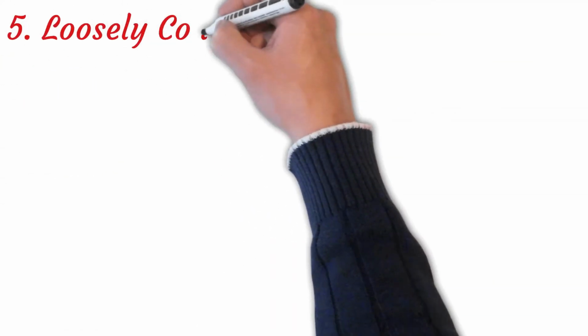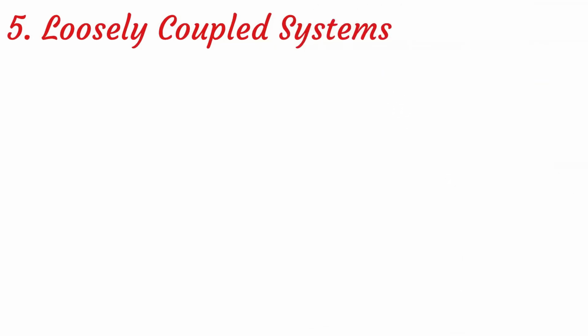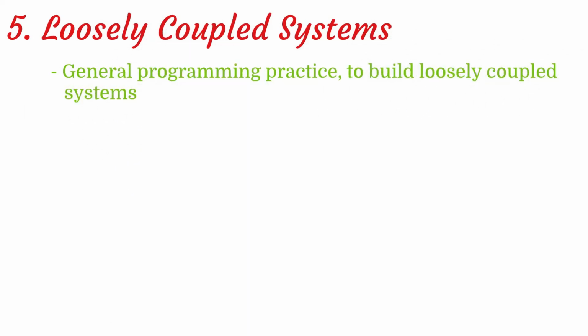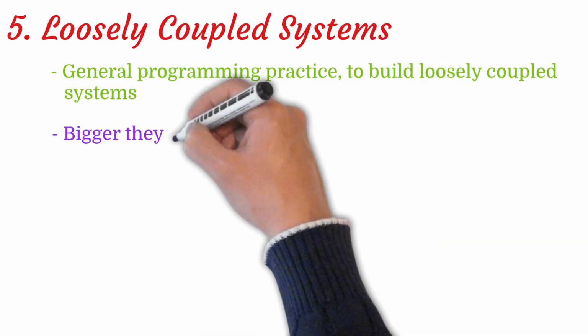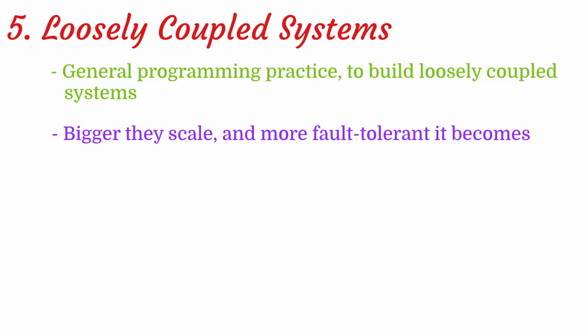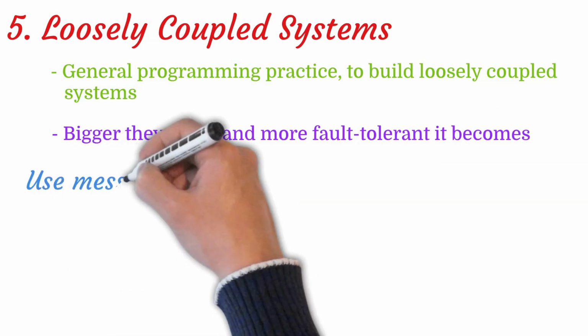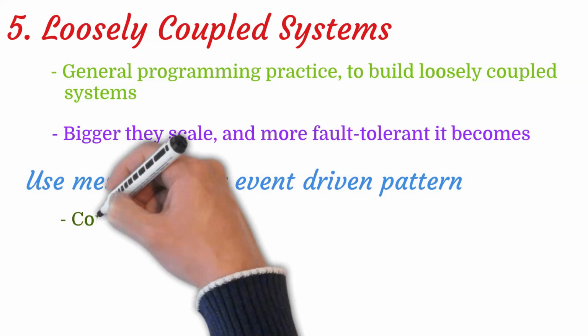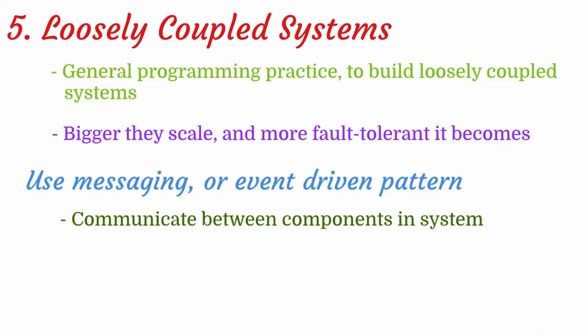5. Loosely coupled systems. It is not just a guideline from Amazon, but from general programming practice to build loosely coupled systems. Looser they are coupled, bigger they scale, and more fault-tolerant it becomes. Use messaging or event-driven pattern whenever possible to communicate between components in system. This will ensure all the components can scale independently.